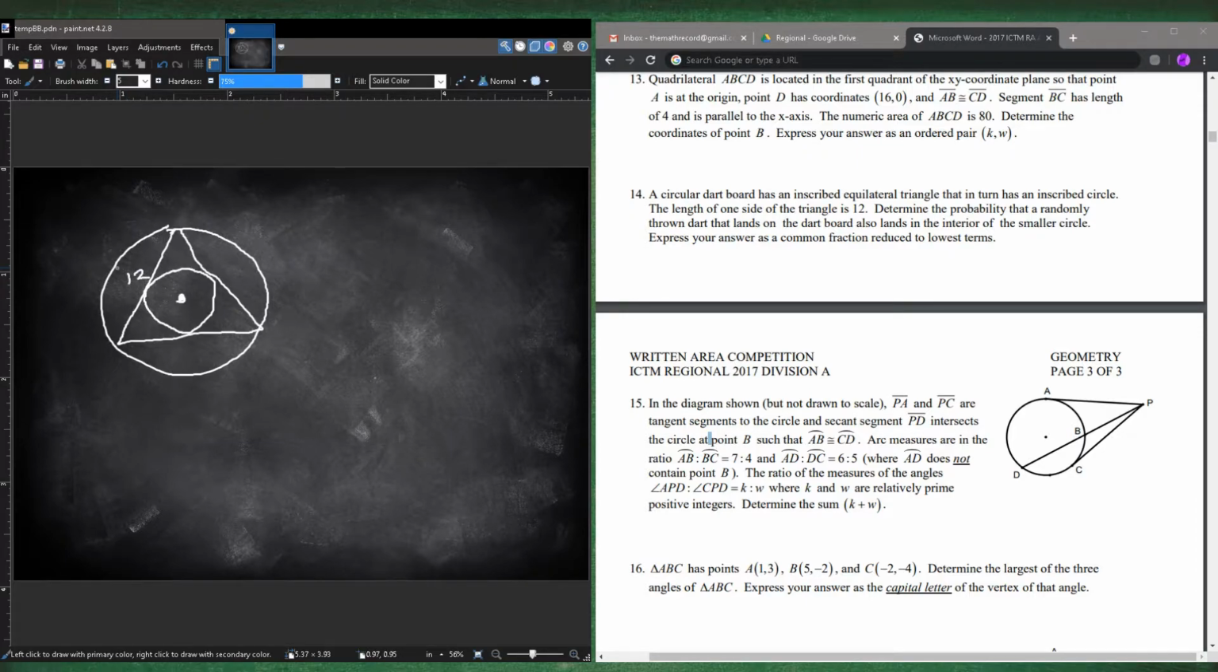Okay, determine the probability that the randomly thrown dart lands on the dartboard, but also lands in the small circle. So what they're trying to ask is that they want to find the area of this small circle, and then find the area of the larger one, and then divide them, right? So the area of the smaller divided by the area of the larger.